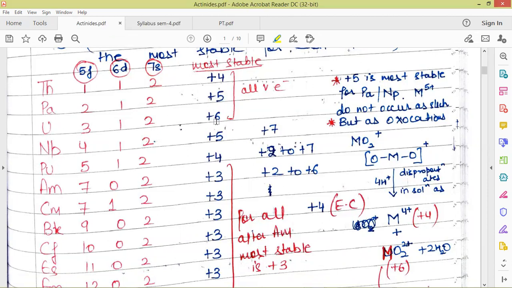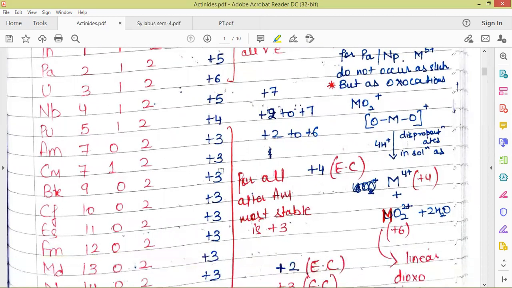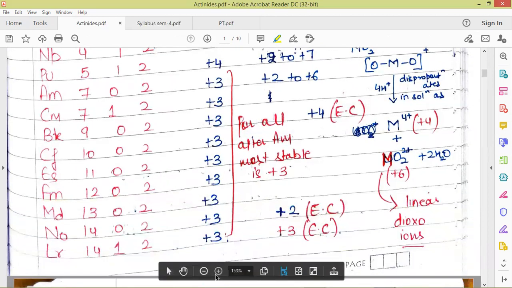So you can memorize it as: for the first three actinides, it is all valence electrons. Then if we come to neptunium, the all-valence-electron state is +6, but the most stable oxidation states are 5, 4, and then 3. You can memorize these as: after 6 it is 5, 4, 3. One is decreasing, and after americium, +3 is the most stable.